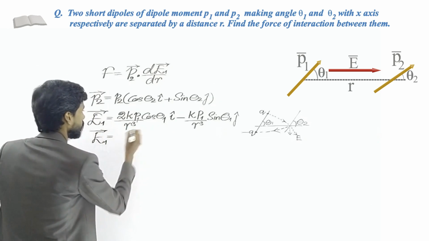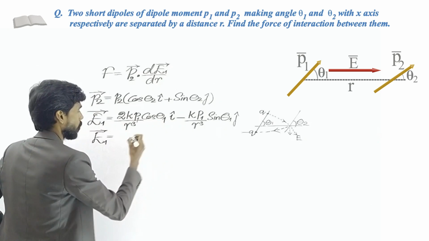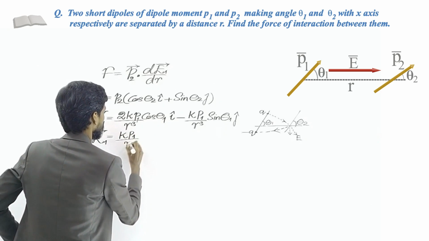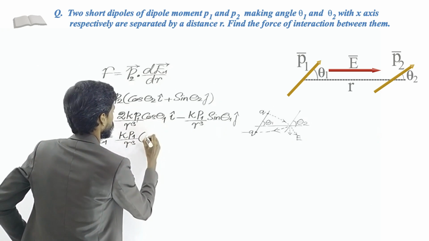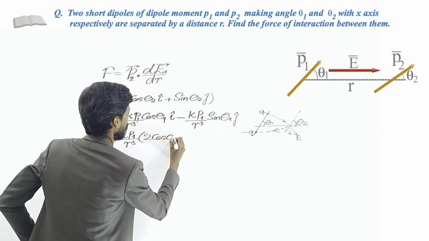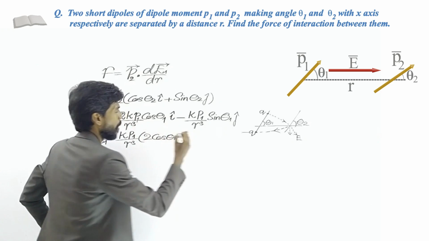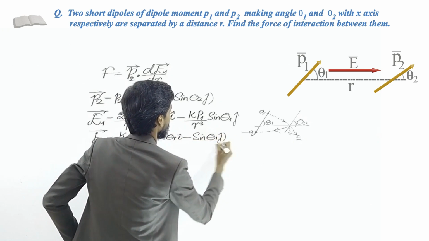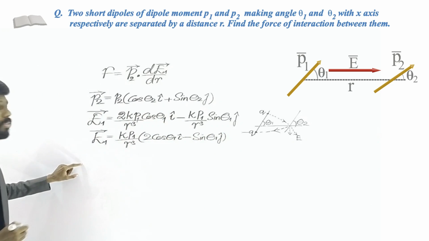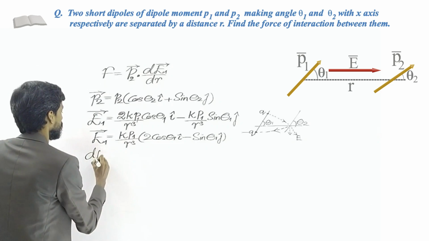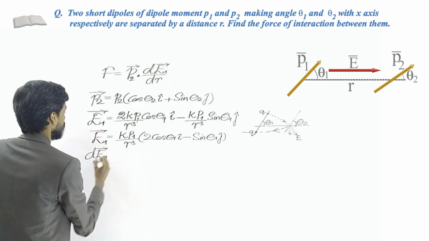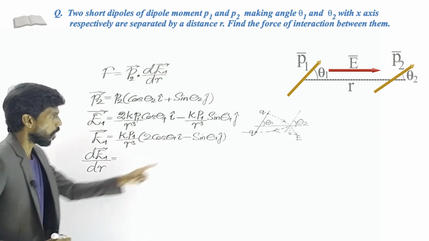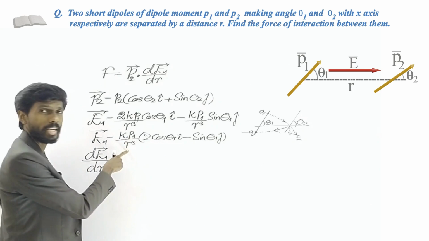E1 vector equals, you can take out the common factor, so kp1 divided by r cube multiplied by 2 cos theta 1 i cap minus sin theta 1 j cap. So let us find the derivative of this with respect to r. So that means dE1 vector divided by dr. So that equals, all these are constants, so only this derivative you have to do.